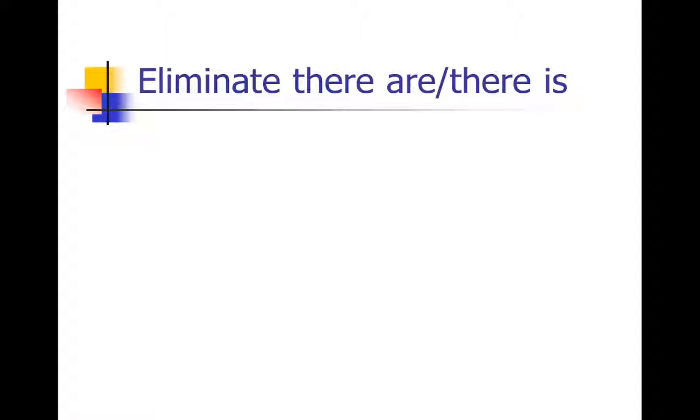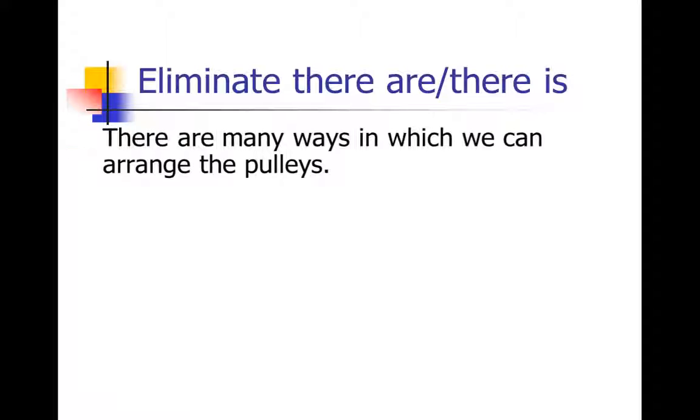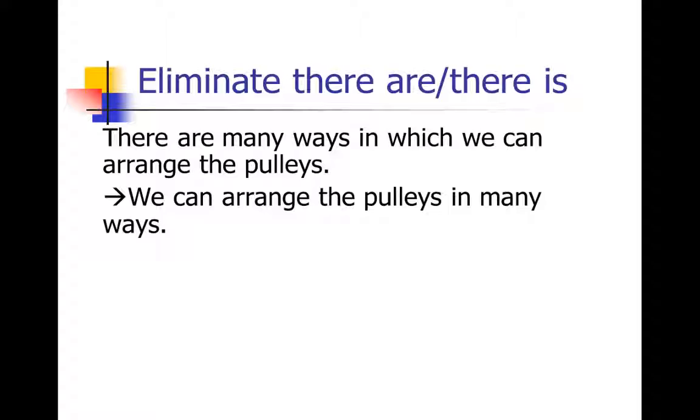Another little thing you can look for are instances where you've got there are or there is, when you actually completely don't need those words. So here's a very simple example. There are many ways in which we can arrange the pulleys. It kind of feels like you need the there are, but in fact you actually don't need it. You can just say, we can arrange the pulleys in many ways. You can drop that whole there are.